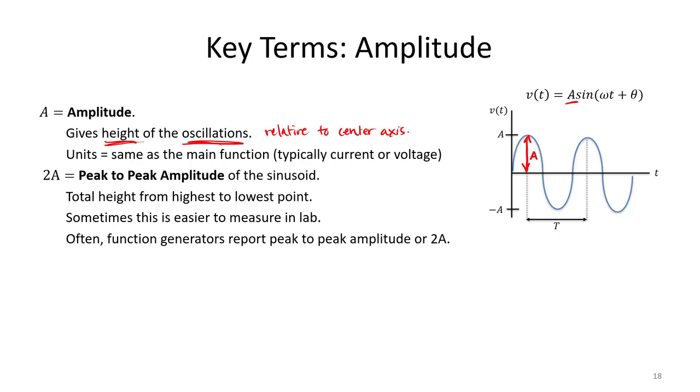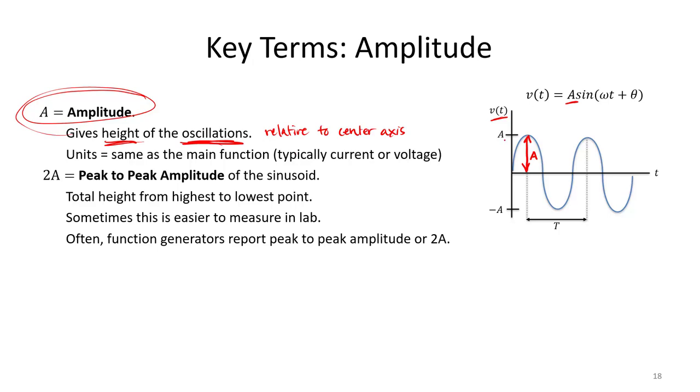And the units of amplitude are the same as our main function that we're looking at. So if it's a sinusoidal voltage function, our units will be volts. If it's current, our units will be amperes. But notice here, for the purposes of this course, when we say amplitude, we are referring to the height of one oscillation.